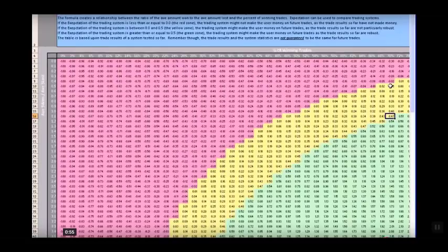So the expectation table is very, very important to your trading. You should always keep your eye on it.